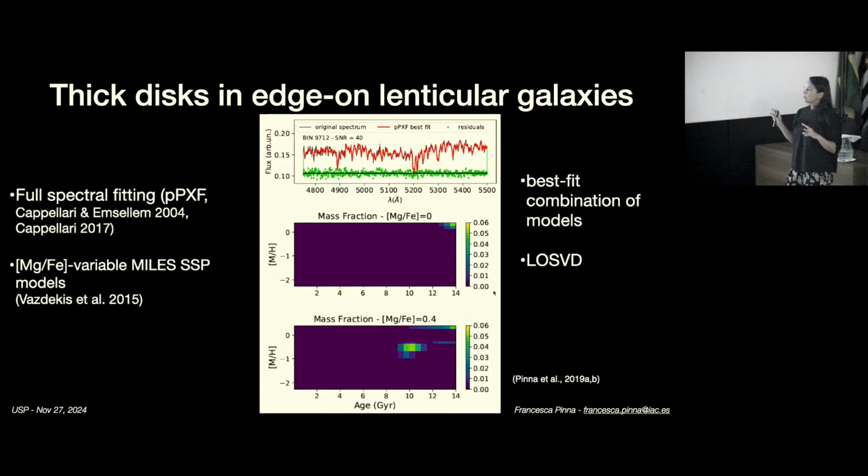What I did was to fit the data cubes from MUSE with a full spectral fitting technique, which is pPXF. This technique basically takes a set of stellar population templates and combines some of them to find the best combination to reproduce the original spectrum. Here I'm showing in black the original spectrum, and the pPXF best fit is the one in red. This is just an example, one of the bins.